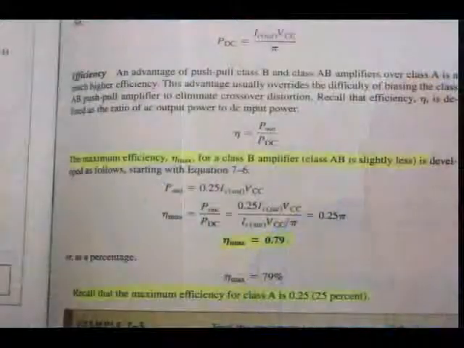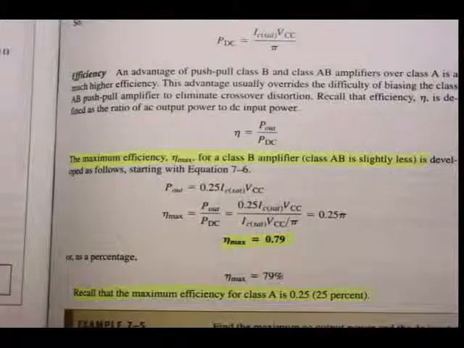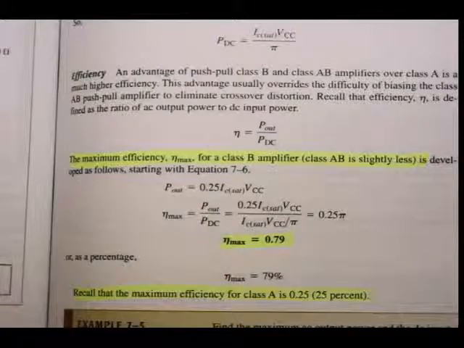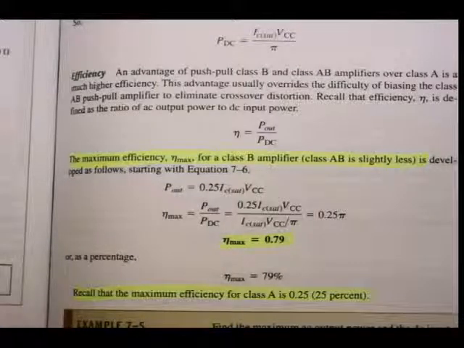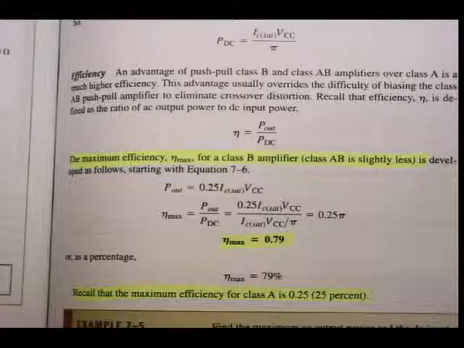Alright, so that's class B push-pull and class B push-pull amplifier for class AB operation. And then the only other thing I still want you to mark, of course, is the efficiency on page 337. The maximum efficiency for a class B amplifier is 78.5%; for a class AB, it is slightly less, 79%. I can see the efficiency is much higher, although it's much more difficult to get 100% linear operation. Recall that the maximum efficiency for a class A amplifier is 25%.